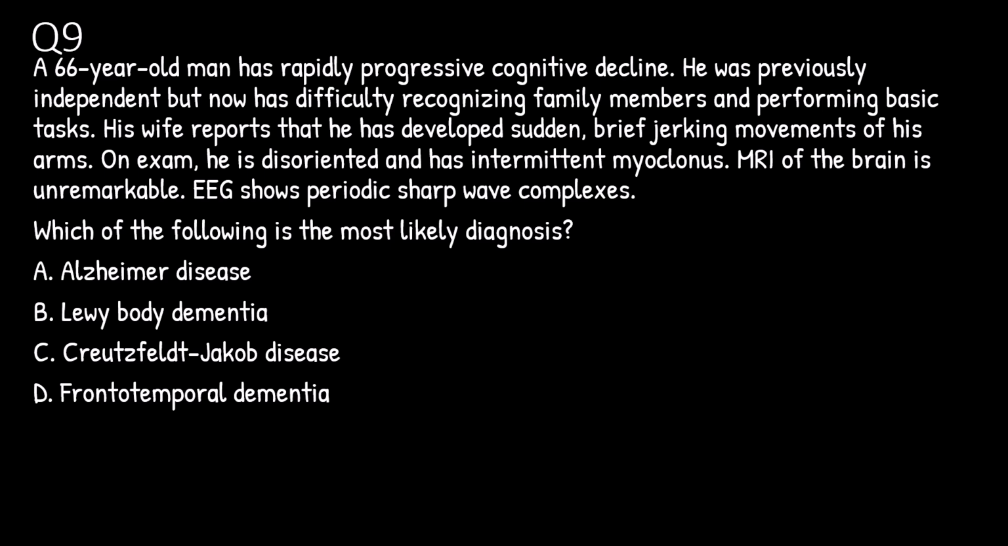Question 9. A 66-year-old man has rapidly progressive cognitive decline. He was previously independent but now has difficulty recognizing family members and performing basic tasks. His wife reports that he developed sudden, brief, jerky movements of his arms. On exam, he is disoriented and has intermittent myoclonus. MRI of the brain is unremarkable. EEG shows periodic sharp wave complexes. Which of the following is the most likely diagnosis? A. Alzheimer's disease. B. Lewy body dementia. C. Creutzfeldt-Jakob disease. Or D. Frontotemporal dementia.